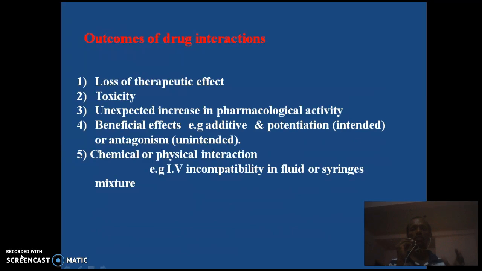And the possible consequences of drug interactions include loss of therapeutic effect, toxicity, unexpected increase in pharmacological activity, and beneficial effects which are seen in some situations, which are usually due to additive effects, potentiation or antagonism between the drugs consumed, and chemical or physical interactions which are usually seen as IV incompatibility in fluid or syringe mixtures.